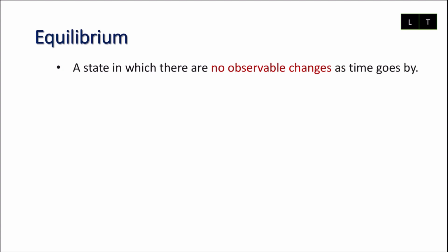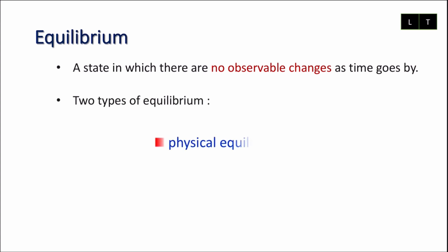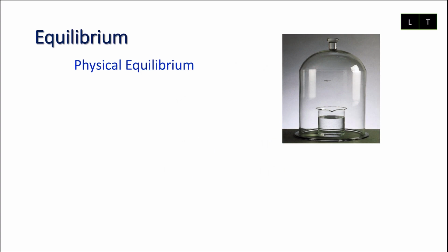Now, bila kita dah faham konsep of equilibrium, sekarang kita kena faham apa itu definition untuk term equilibrium. Equilibrium bermaksud a state in which there are no observable changes as time goes by. Kita ada 2 types of equilibrium, physical equilibrium and chemical equilibrium. So mari kita lihat untuk physical equilibrium, dia hanya involve physical change.